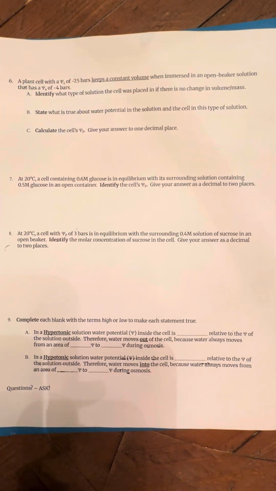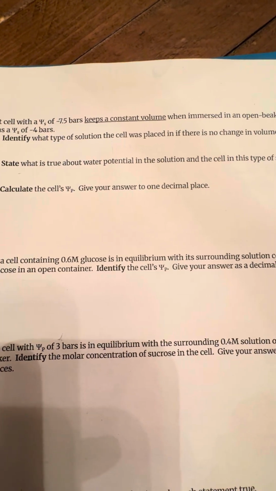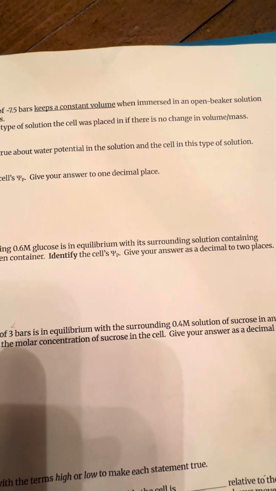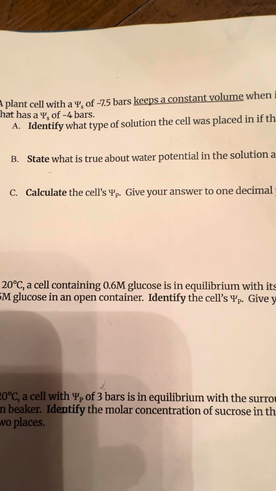All right, on to the back of the worksheet. This is number 6, and we are looking at a plant cell with a solute potential of negative 7.5 bars that keeps a constant volume when immersed in an open beaker solution that has a solute potential of negative 4 bars.